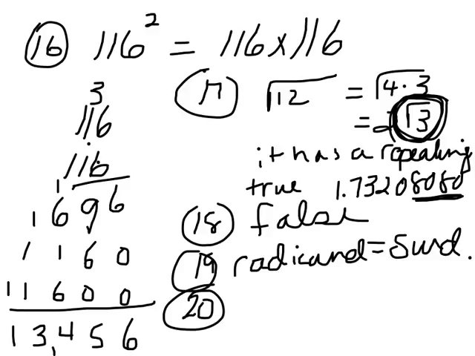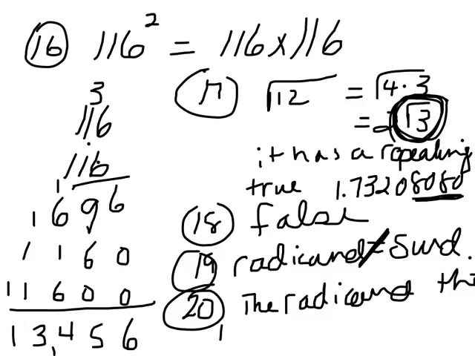Okay. 20. The number 16 in the square root of 16 is a surd. Well, you would think it would be true if surd means radicand, but apparently surd doesn't mean radicand. So let's go find surd in the book. Okay, so it's here. Let me write this on the video. A radicand does not equal a surd. The radicand that has an irrational square root is a surd.